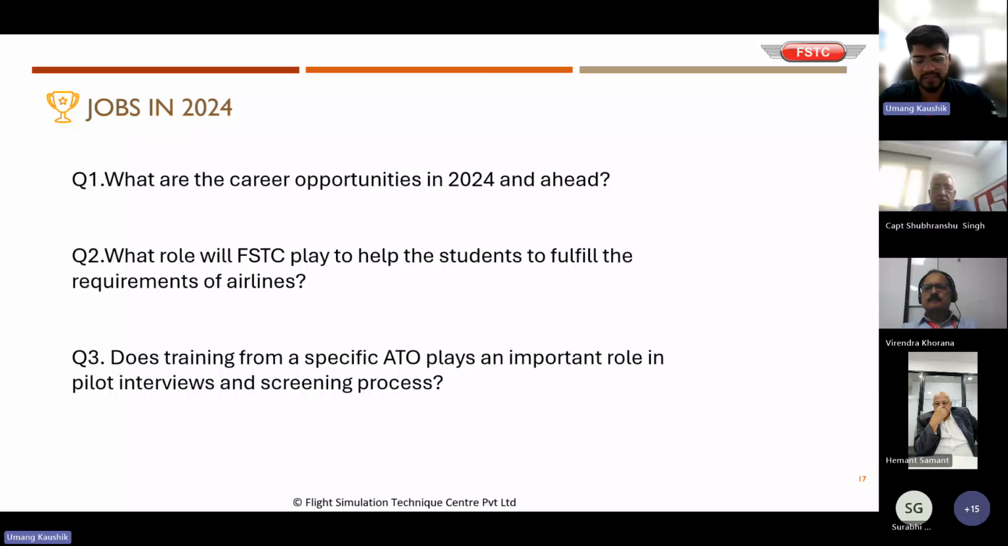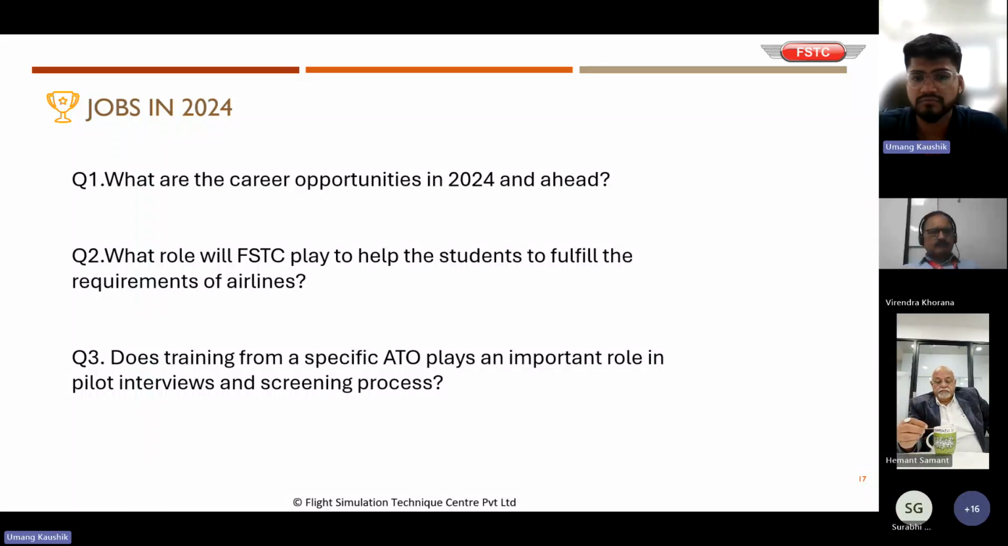Of course, you can go with the CPL, but you know what happens when you go to the airline with just a CPL? You're still not ready to fly any aircraft, right? Your CPL is just a piece of paper or a card. So till the time you are not type rated for any specific aircraft, do you think any airline would be willing to hire you?